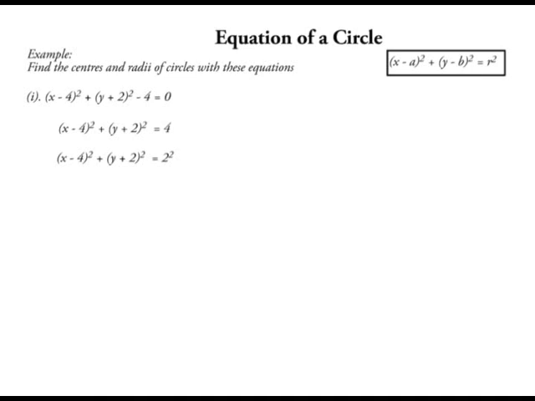Then we relate x minus a to x minus 4. And if we complete that, you'll find a is equal to 4. Y minus b relates to y plus 2. If you complete that, b is negative 2. So the center of the circle is at (4, negative 2), and the radius is 2 units.